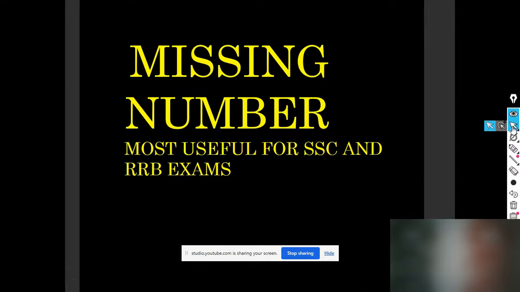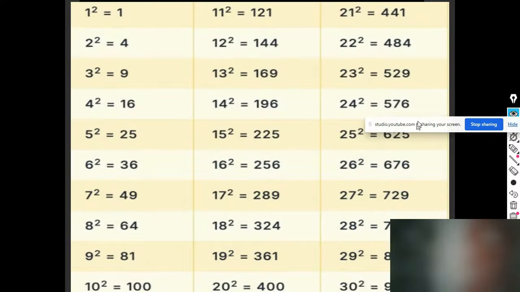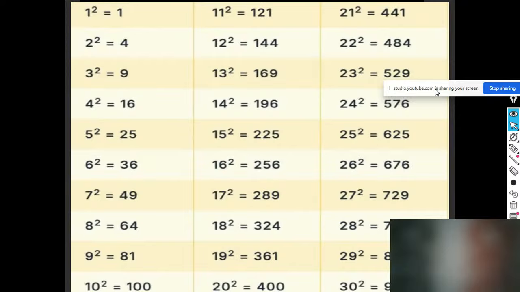Okay, first one, missing number or missing series. Actually, this concept is very important. If you consider any SSC exams or RRB exams or any recruitment exams, definitely we get some questions from missing numbers. Today, let us discuss some common patterns. But before discussing the common patterns, we should be thorough with 1 to 30 squares. So you can have an outlook of 1 to 30 squares. You can take a screenshot of this one if you want.